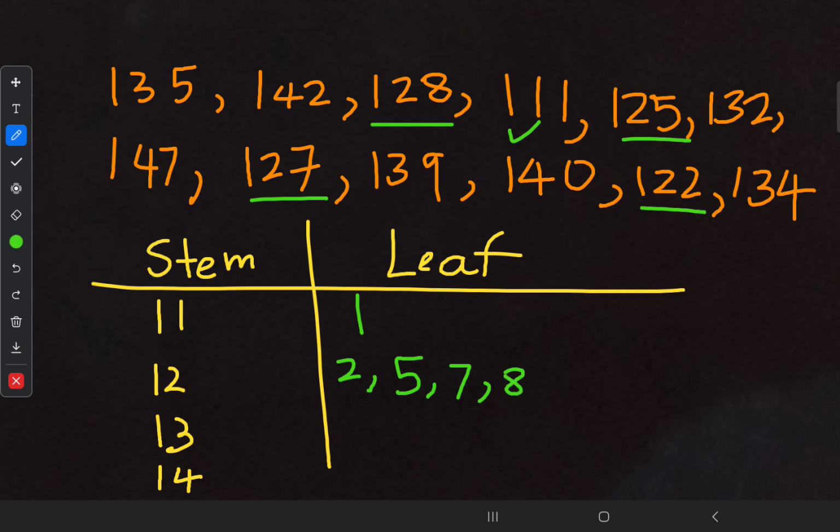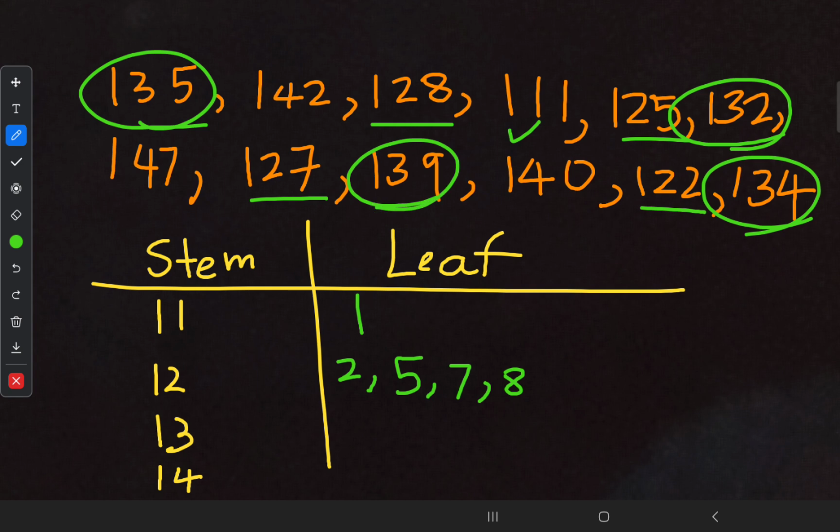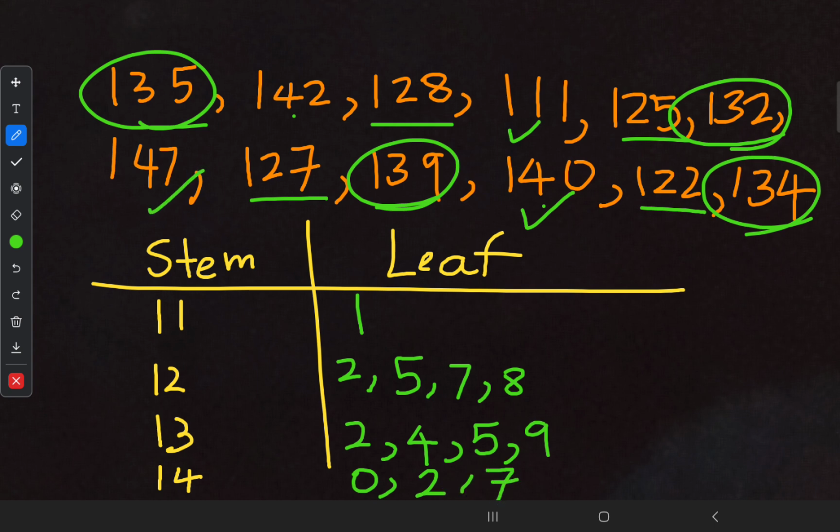Then in this one, 135, 132, 134, 139. So amongst these, 2, 4, 5, 9. In the last one, 140, that means 0, and 142, 2, 147, 7. This is the possible way.